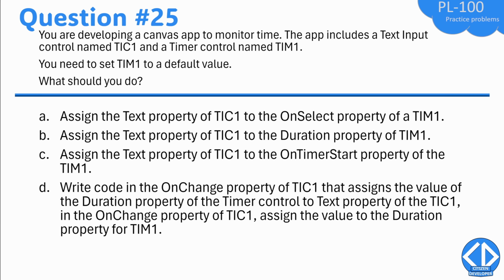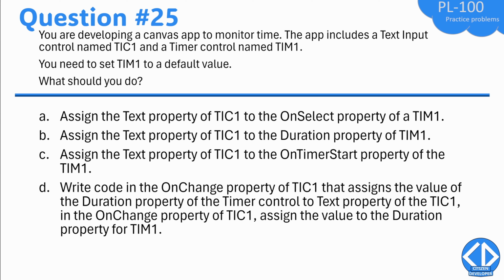You are developing a Canvas app to monitor time. The app includes a text input control named TIC1 and a timer control named TIM1. You need to set TIM1 to a default value. Which should you do? A, assign the text property of TIC1 to the onSelect property of TIM1. That doesn't really make sense. We don't want the onSelect property to be the text of TIC1, so I don't think it's A. B, assign the text property of TIC1 to the duration property of TIM1. That might be it. Let's go ahead and parking lot that.